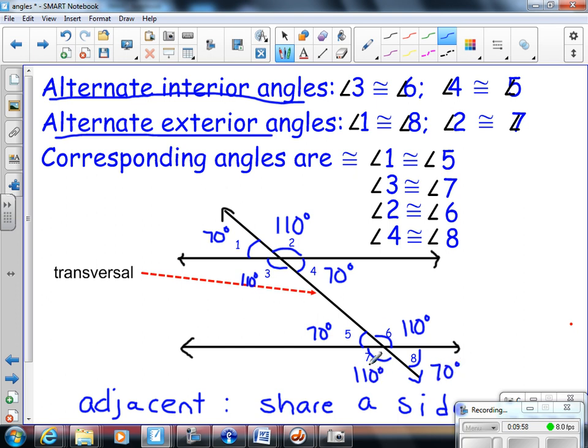Again, you could choose by vertical angles, you know that, or by corresponding angles, 3 and 7, 4 and 8, or by alternate exterior angles, 2 and 7, 1 and 8. All right, then that concludes our lesson on special angle pairs.